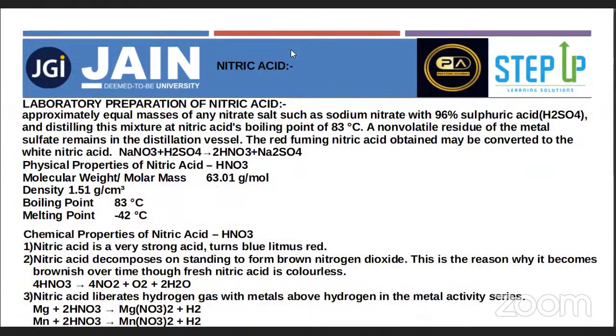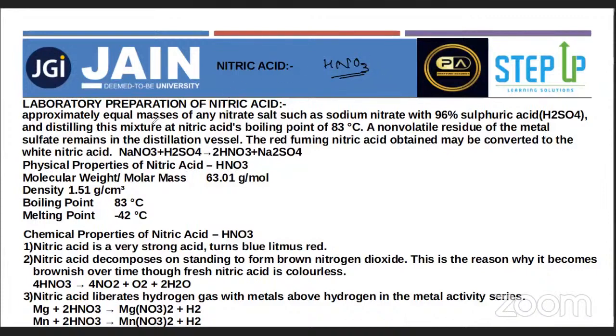Okay, next we have nitric acid, HNO3. HNO3 is nitric acid, a very strong oxidizing agent. The oxygen released from this is used for bleaching purposes as well. It has a very strong oxidizing nature.